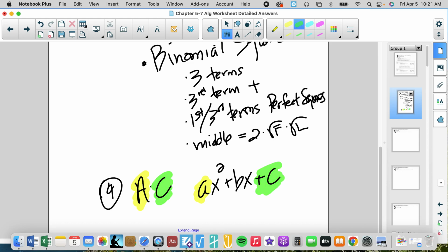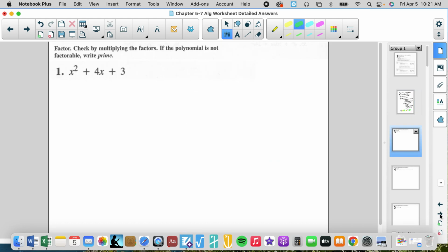So we're going to learn a technique today. We should get to the point when our A is 1, we should be able to look at this and be able to do it. But I'm going to teach you A times C. We're going to go through all those things.